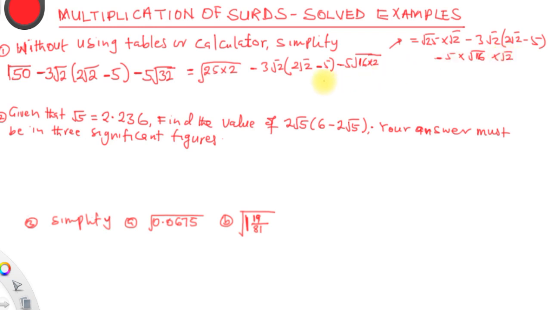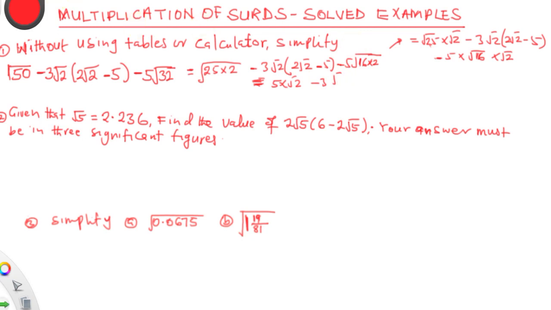So let us come down here. The space is small, so we have to manage. The understanding is what matters. So what do we get? Square root of 25 is 5. So you bring 5 times square root of 2, and then minus 3 root 2.